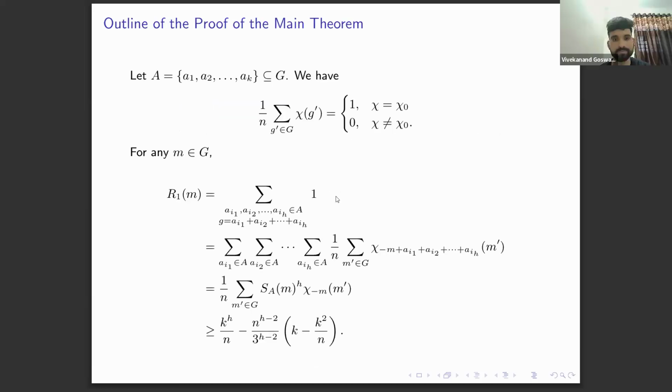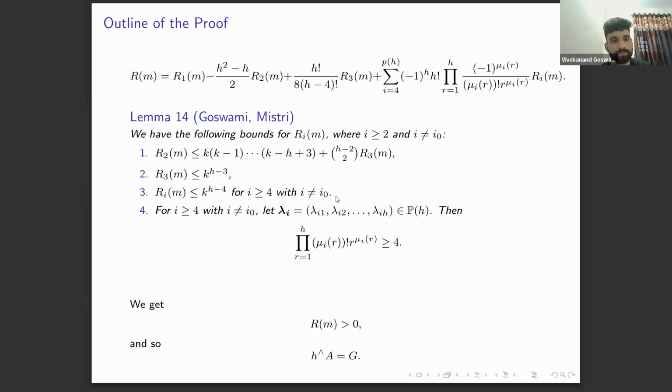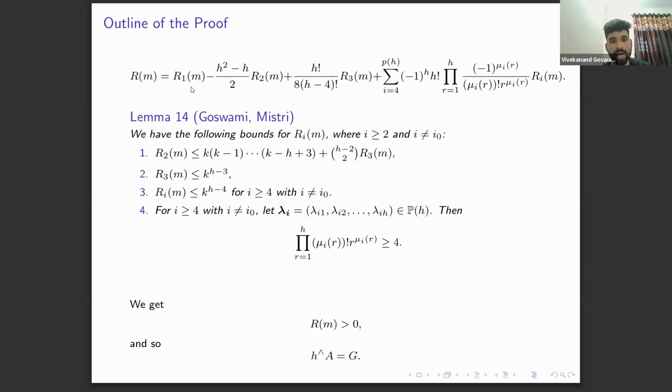Okay, I'm proceeding. Now I will give you the outline of the proof. We have shown this identity. The idea of the proof is that we will show R_m is strictly positive for every m belonging to G, and then we have H hat is equal to Z. For that, we need bounds on R_1m, R_2m, R_3m, and so on, up to R_im.